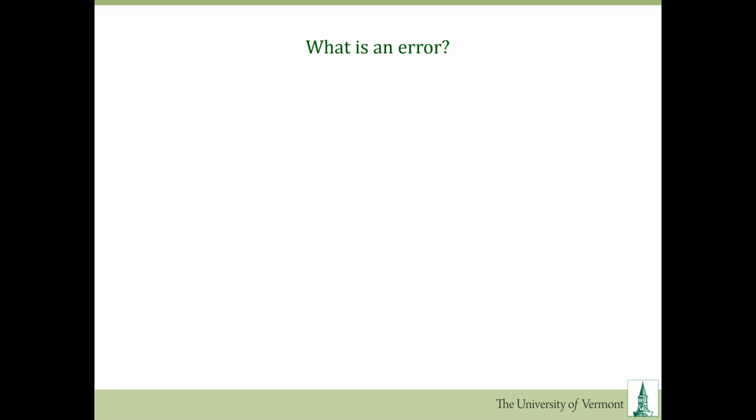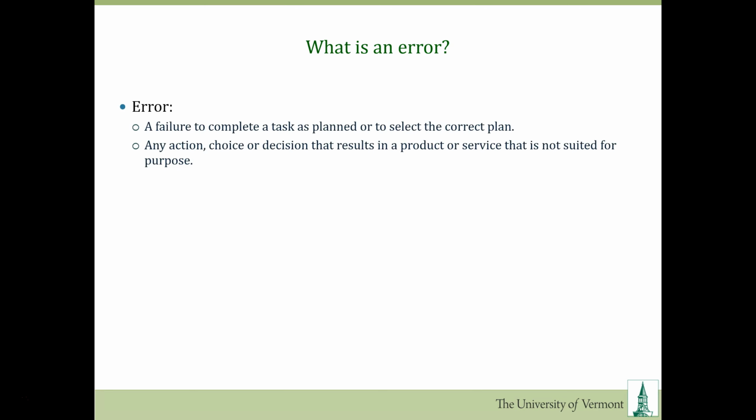What is an error? Two definitions. The first, a failure to complete a task as planned or to select the correct plan. Equivalently, you can think of an error as any action, choice, or decision that results in a product or service that is not suited for purpose.